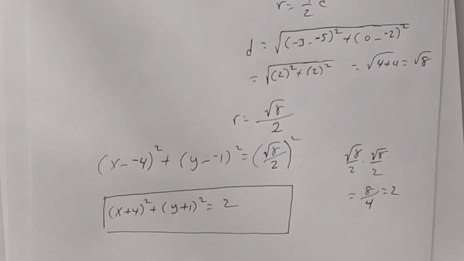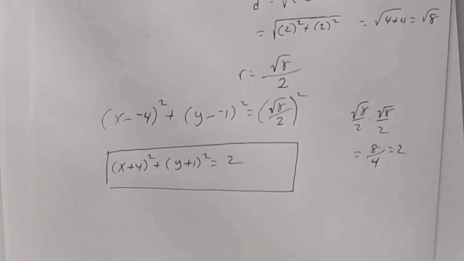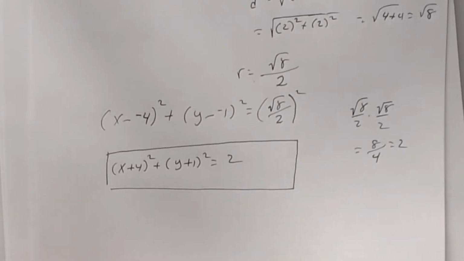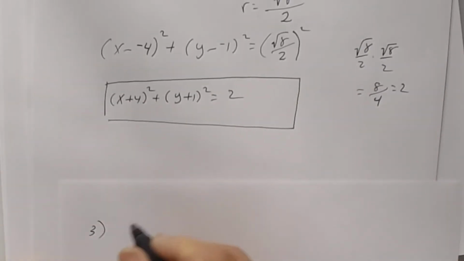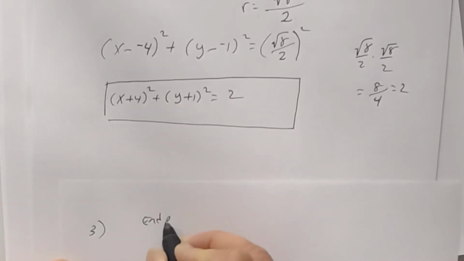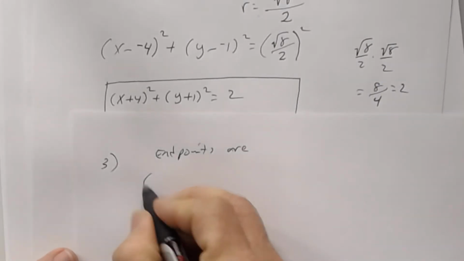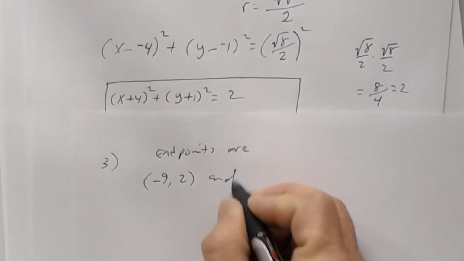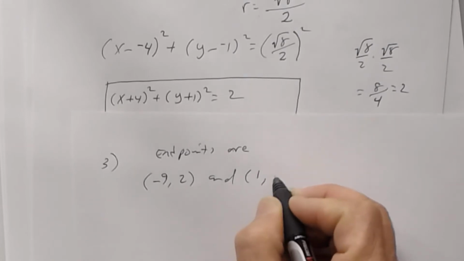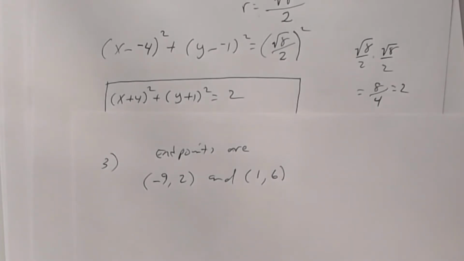All right, let's do one more with this, and then I'll give you your in-class worksheet. All right, number 3. Okay, so number 3. Let's suppose that my endpoints are negative 9, 2, and 1, 6.